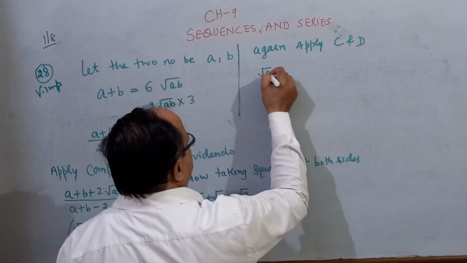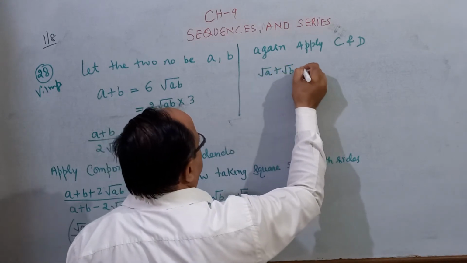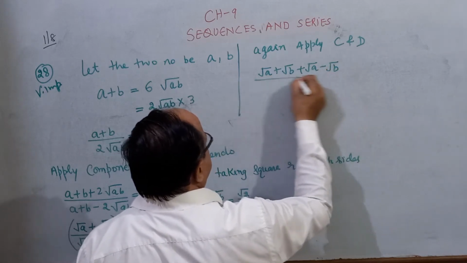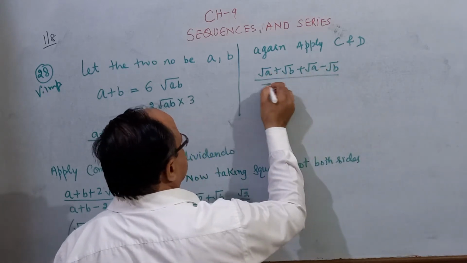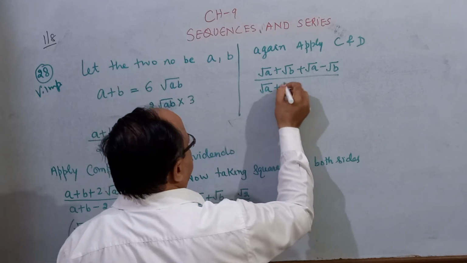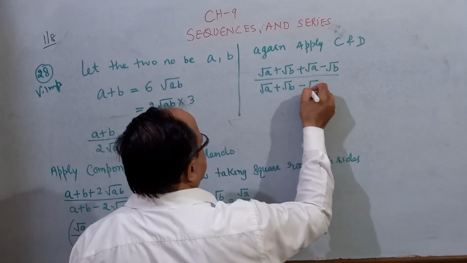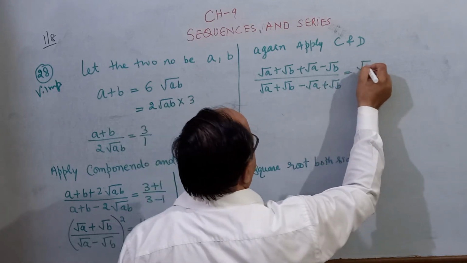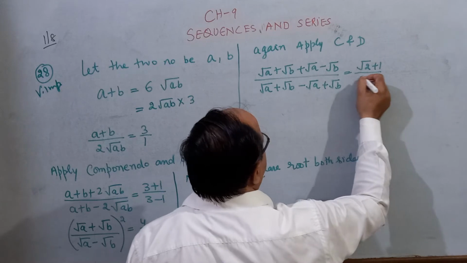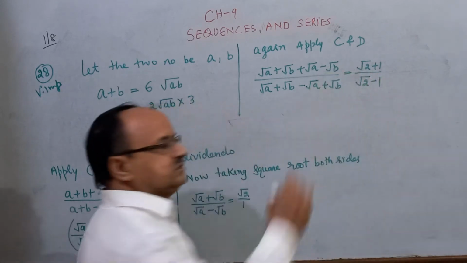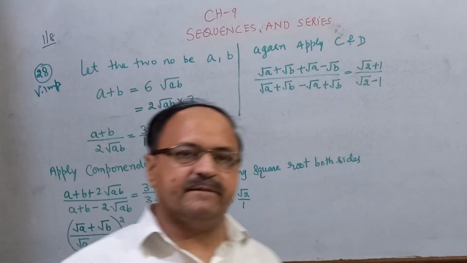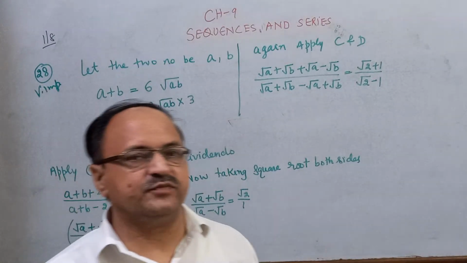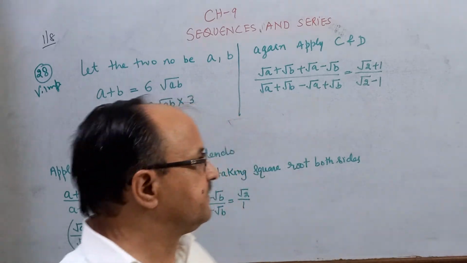Therefore, root A plus root B plus root A minus root B, the sum of numerator and denominator, upon root A plus root B minus root A plus root B, that is root 2 plus 1 upon root 2 minus 1. Again apply componendo and dividendo. In this question, we have to apply componendo and dividendo 2 times.